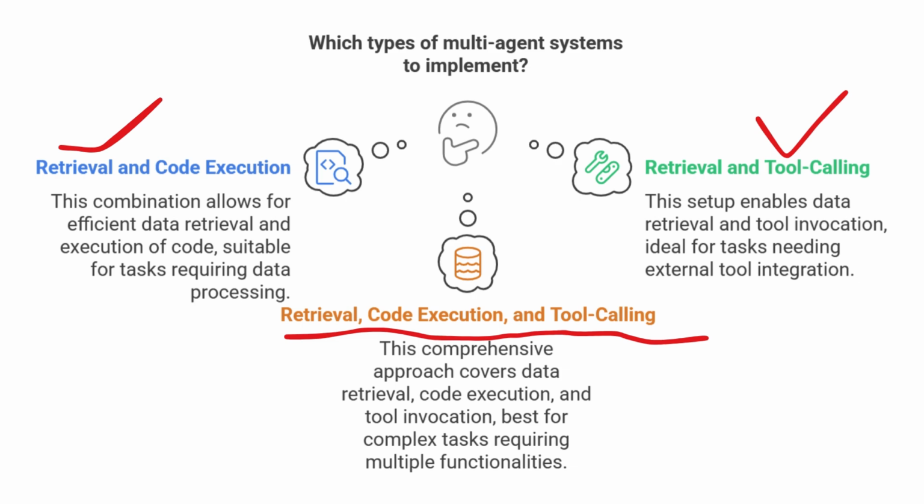By combining retrieval, code execution, and tool calling agents, we can create AI applications that go beyond simple question answering and actively generate, analyze, and apply information. With this approach, AI is no longer just responding to requests but is actively working as an intelligent assistant, making decisions and performing actions based on real-world data. This is what makes multi-agent systems such a powerful tool in AI development.